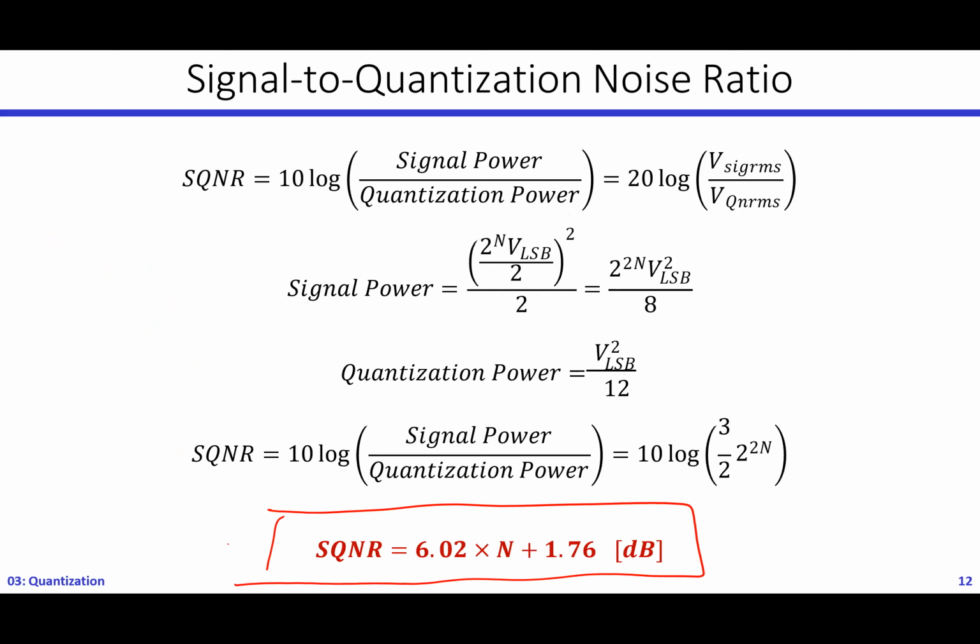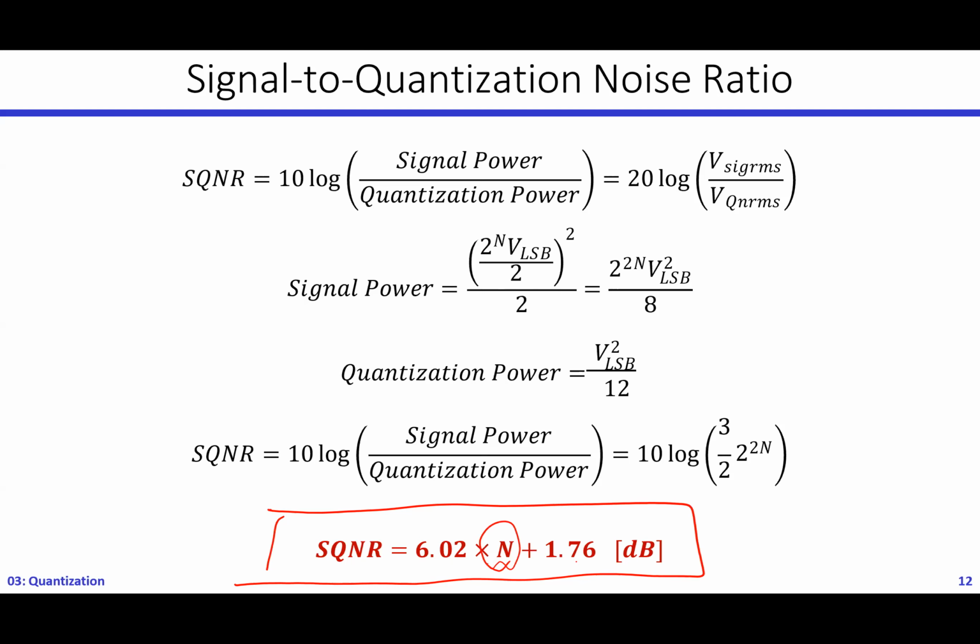So what does this relation tell us? This is coming after you take the log function here. So you will get that SQNR is basically 6.02 multiplied by the resolution N plus 1.76. So here, what does this relation tell us?